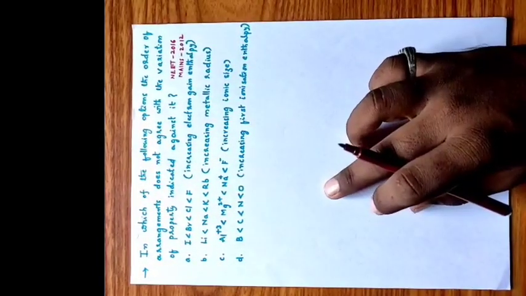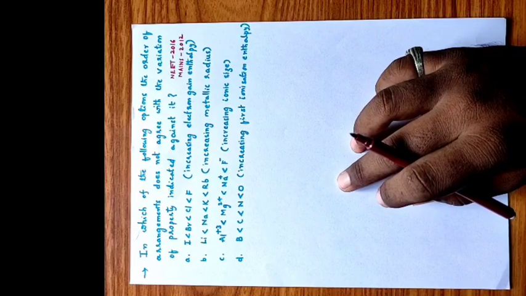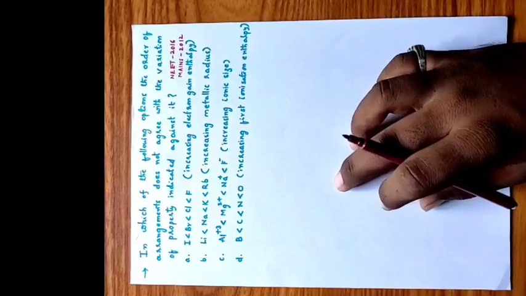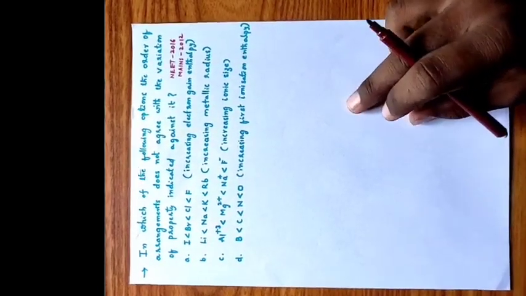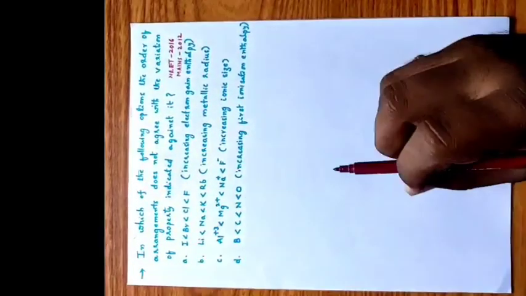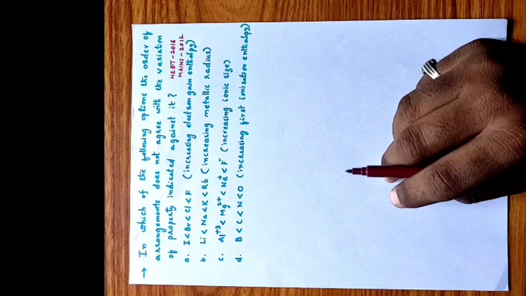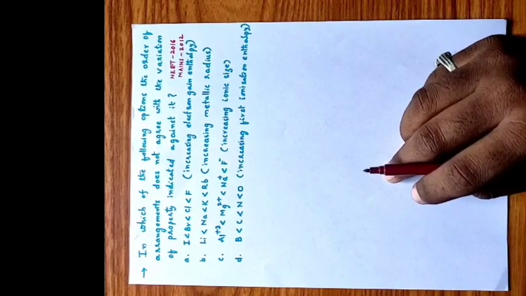Let us discuss one more question. In which of the following options does the order of arrangement not agree with the variation of property indicated against it? So we need to investigate whether the given options are correct or wrong. First option, I is less than Br is less than Cl is less than F, and they have given in brackets increasing electron enthalpy.